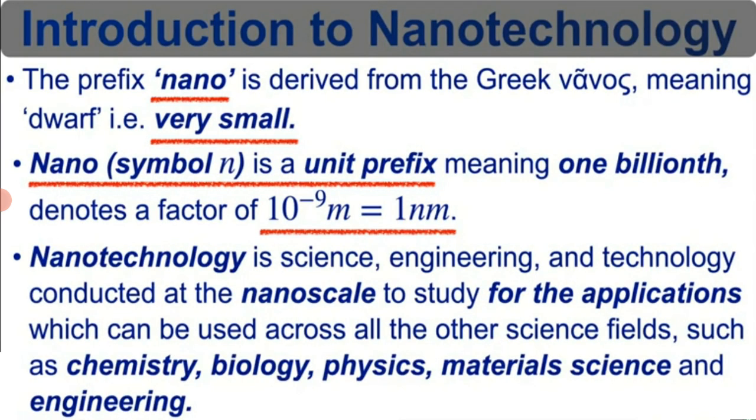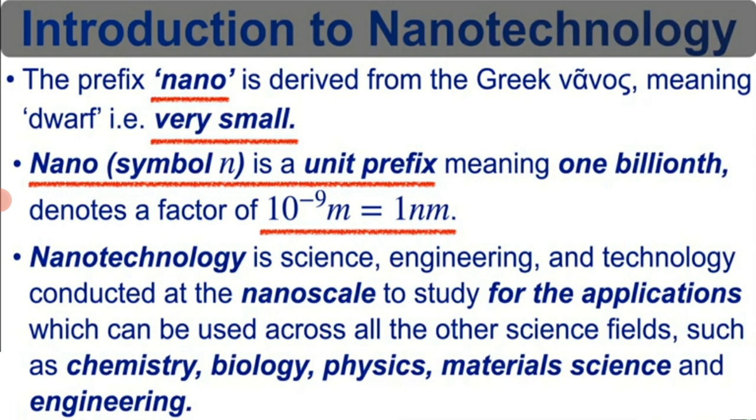So, introduction to nanotechnology. First we will discuss nano. The prefix nano is derived from the Greek word nanos, meaning dwarf, that is, very small. Nano means very small. Nanotechnology has come to mean a highly promising discipline in science and technology.